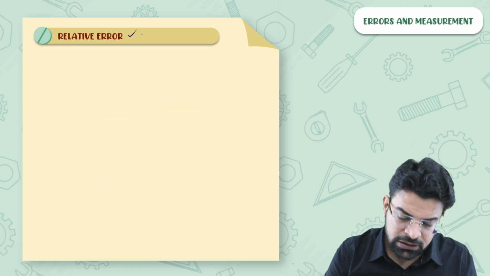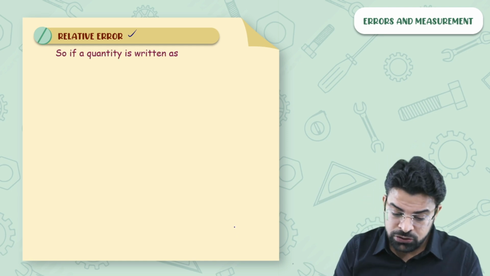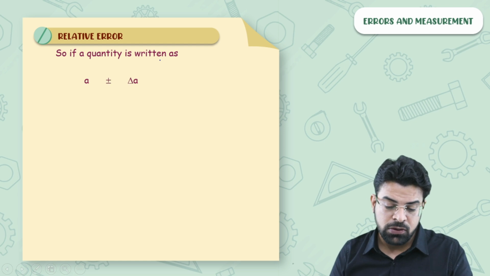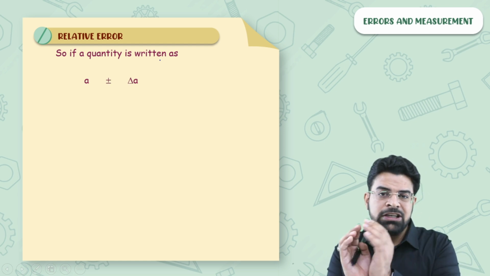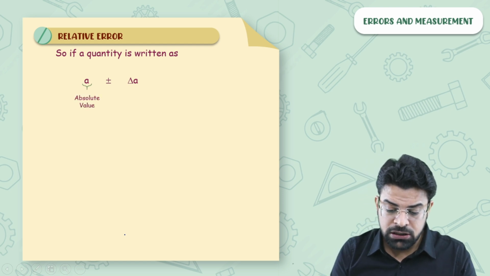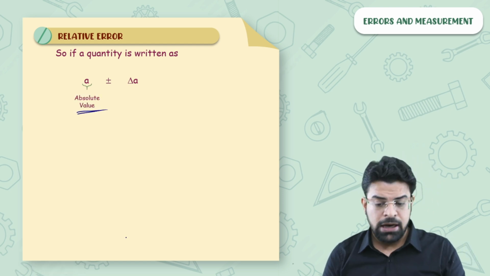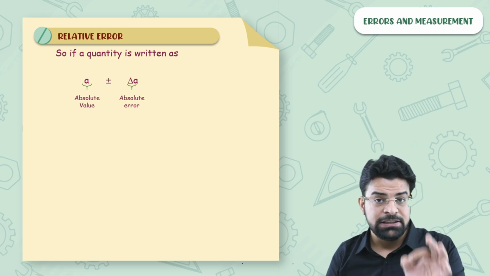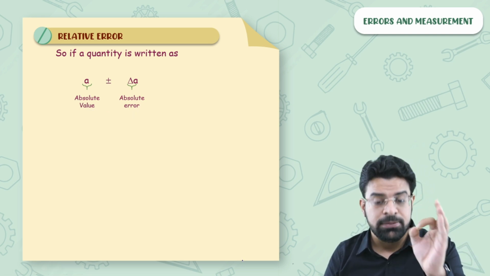Now let's learn about relative error. So if you have a quantity which is measured and you find that the quantity is written as A plus minus delta A, then the first quantity A is called the absolute value and the part delta A is called the absolute error. So A is the absolute value and delta A is the absolute error.